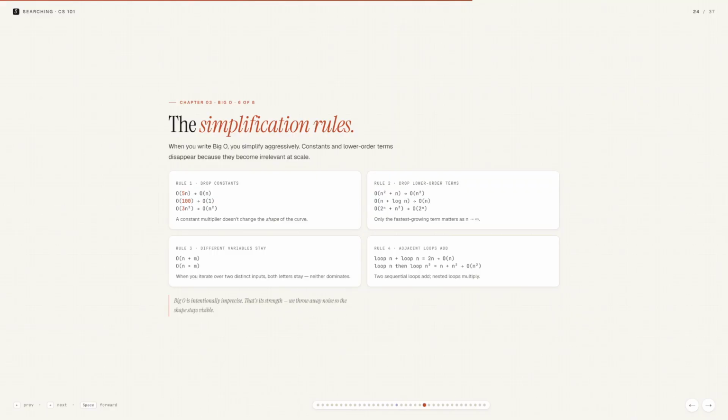Now, quick check. Simplify O of 3n squared plus 7n plus 100. I'm going to repeat that again. Simplify O of 3n squared plus 7n plus 100. We're simplifying this. Now, if you answered O of n squared, perfect. Drop the 3 in front of n squared. It's a constant. Drop the 7n, lower order term. Drop the 100, also lower order. Only n squared survives, therefore O of n squared.